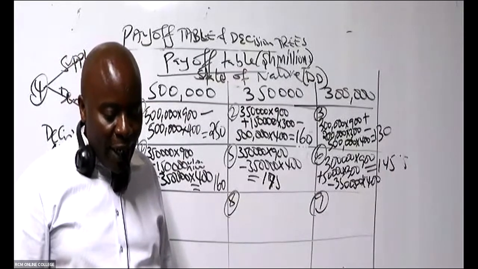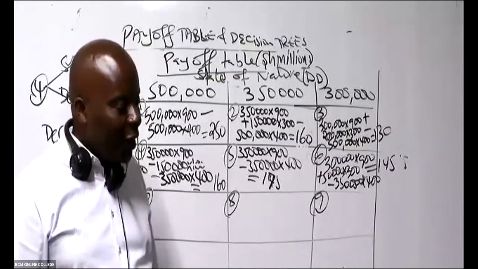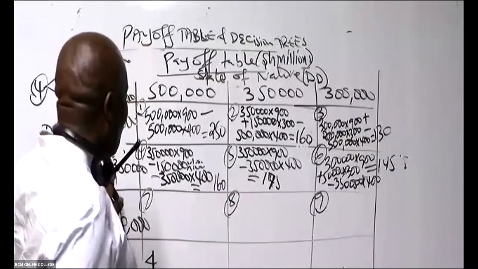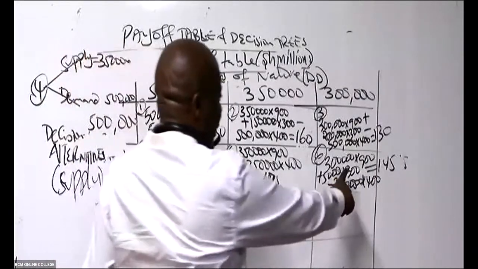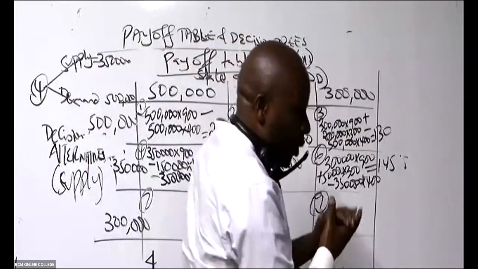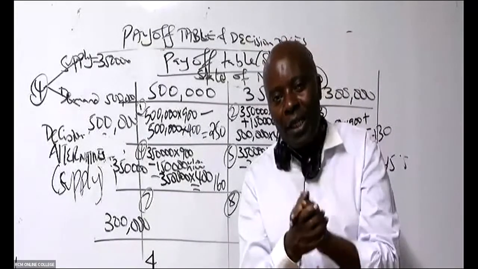Miss Ndebi is getting 135. Why 135? Because when you look here, supply 350,000, but the demand is 300,000. So we are in agreement. We are selling 300 because always demand and supply, you always sell the lower.